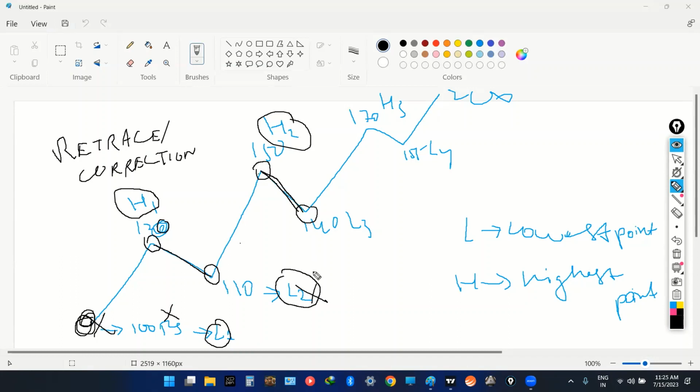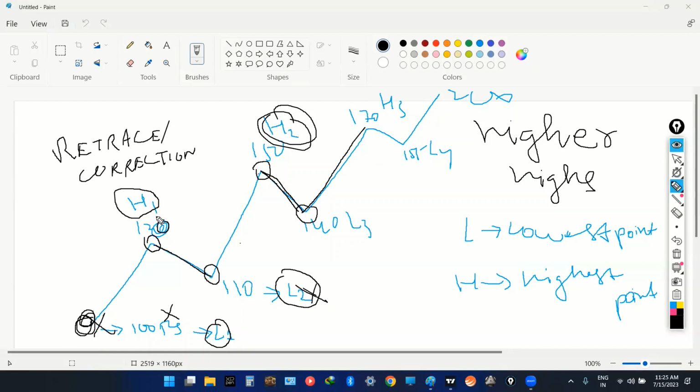Somewhat it came down, and before breaching L2, it went up and again broke H2. So what we say? We say higher highs are formed in an uptrend. Price keeps on making new highs, and higher lows. The lows are also getting higher. Price is not breaching this point.